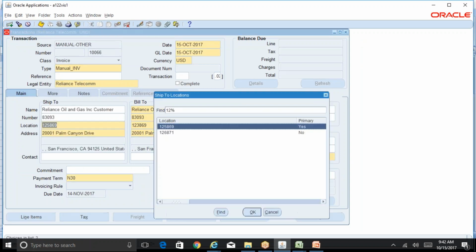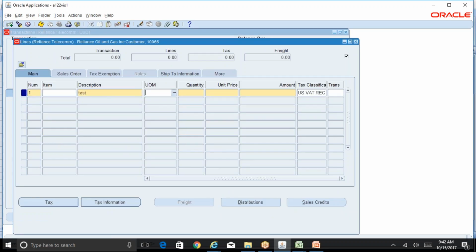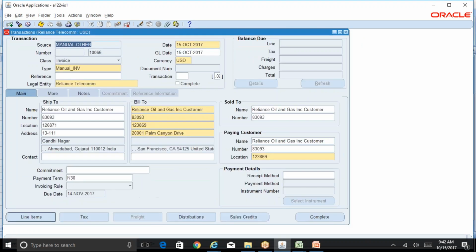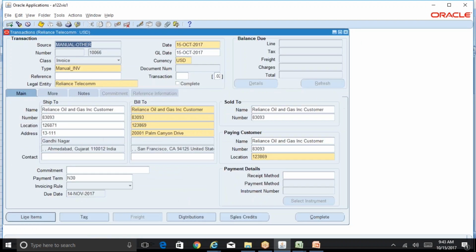Here I had created one more address for India. Now, in this example, ship to is India, bill to is US. Can you tell me whether the system will calculate tax or not? No, it will not calculate tax. We'll check that. Tax is zero, so that's what I said. Now click on this tax. You'll not be able to see any record because there is no tax for India based on our setup.